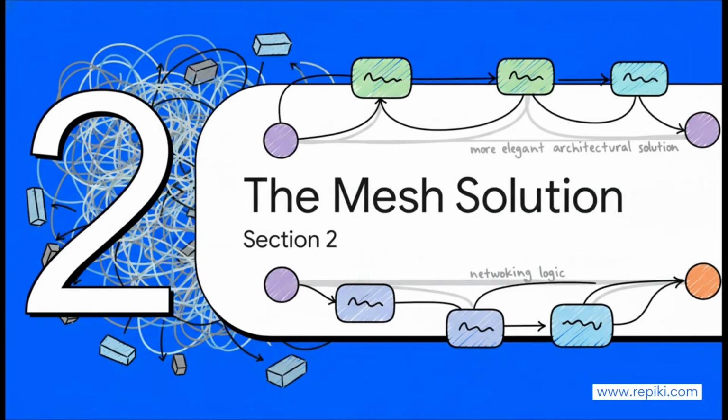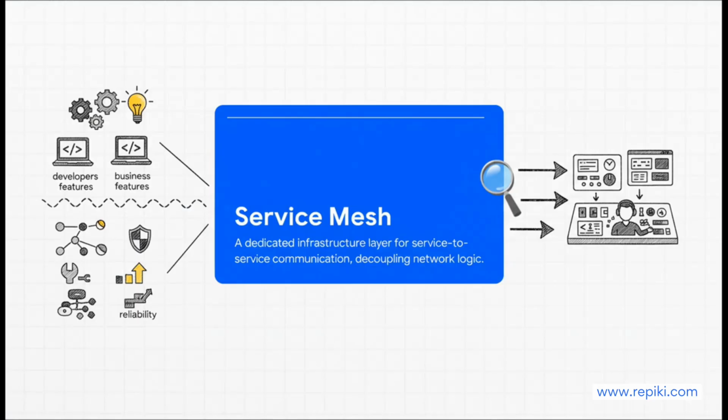So out of this mess came a much more elegant idea. Instead of putting all that networking logic inside the application, what if we pulled it out and ran it alongside the application? And that, right there, is the big idea behind the service mesh. And that word, decoupling, that's the magic word. A service mesh gives you this dedicated infrastructure layer that handles all that messy networking. This is amazing because it lets your developers get back to what they do best, building features. Meanwhile, the ops team can manage all the reliability, security, and observability from one central place.